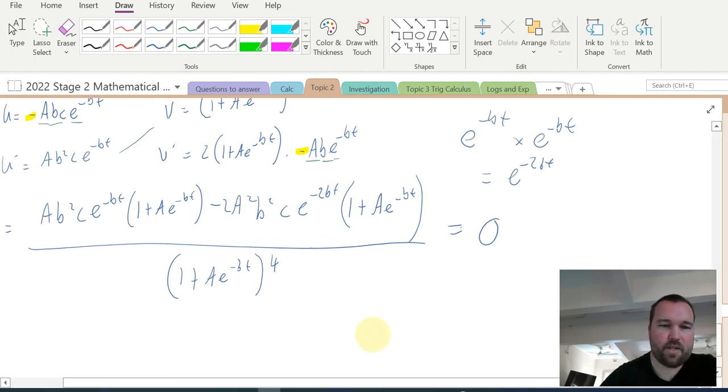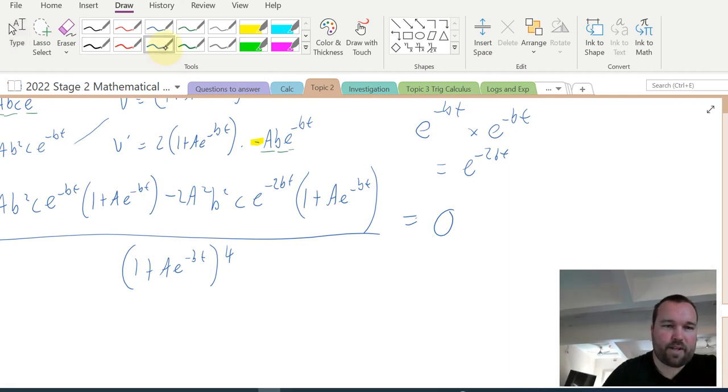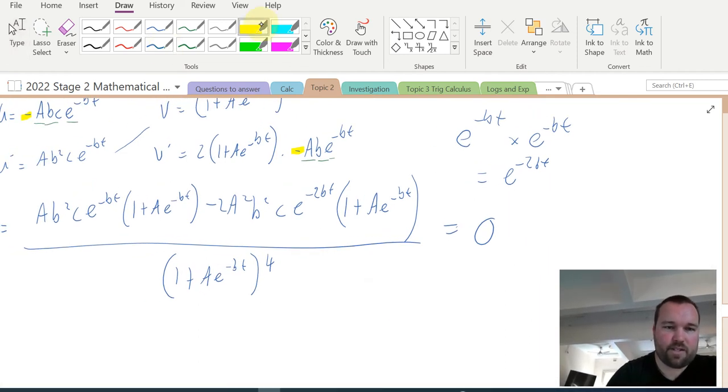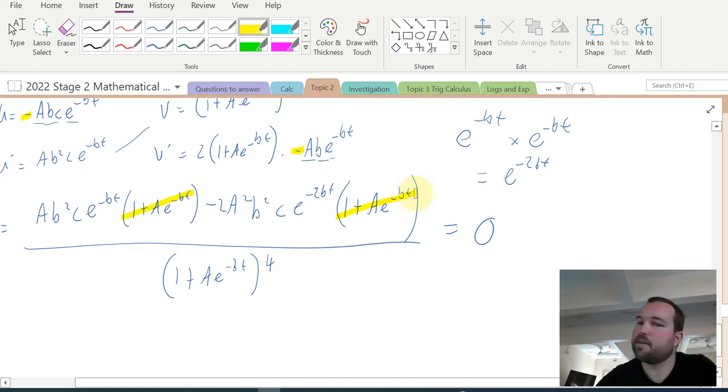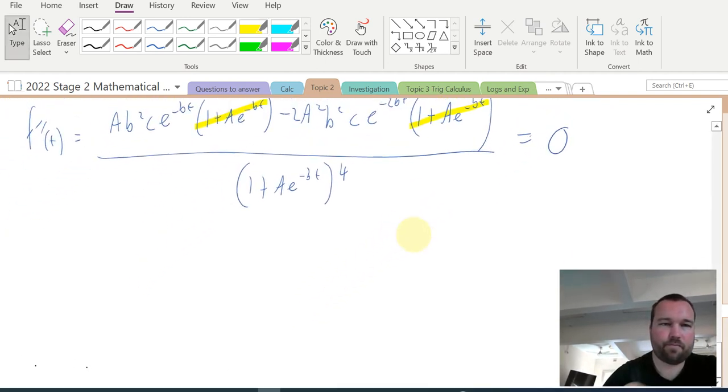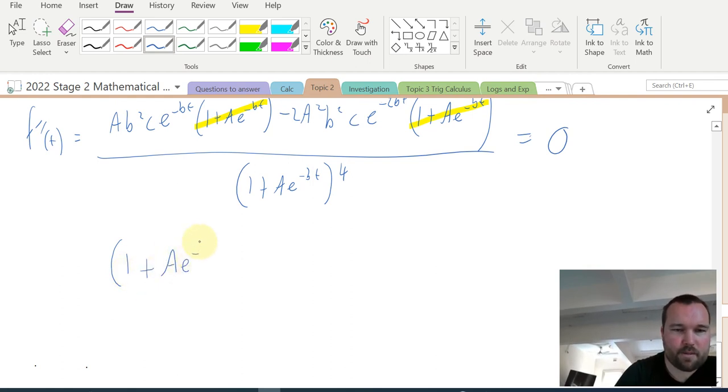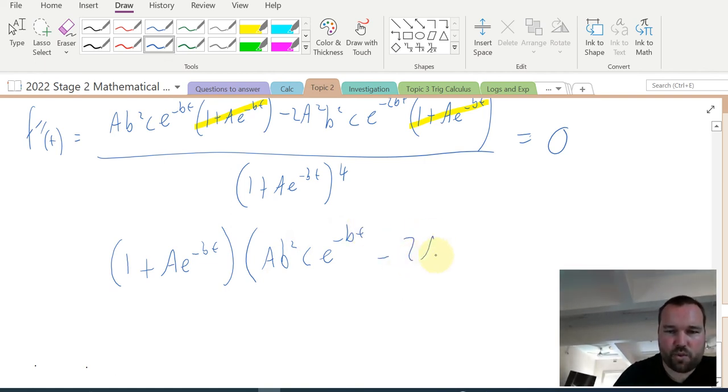So, common factor. Let's just highlight the common factors in yellow. This entire thing is a common factor that can be pulled out. So let's just do that to start with. 1 plus ae to the minus bt, bracket, a b squared e to the minus bt minus 2a squared b squared e to the minus 2bt.